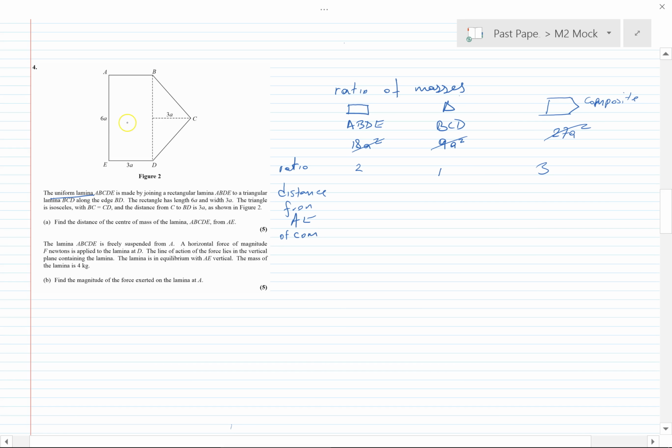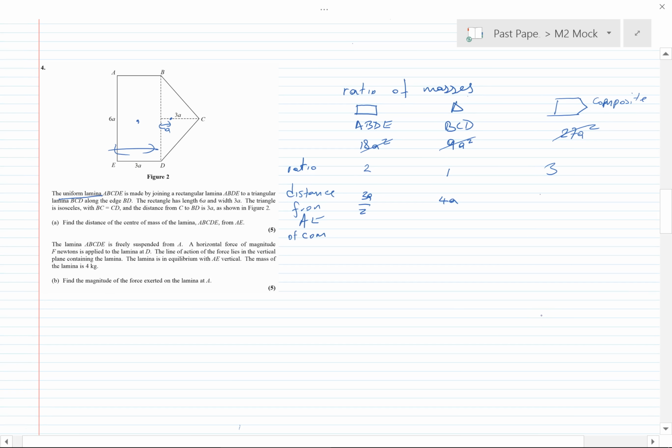Well, this one's at 3a over 2. This one here, this is a triangle, and we know that it always goes a third along the way here, so that's a, but it's already 3a there, so that's 4a. Okay, and then this distance is the one we want to find out. So we do need to write our equation down. It's that times that plus that times that plus that times that.